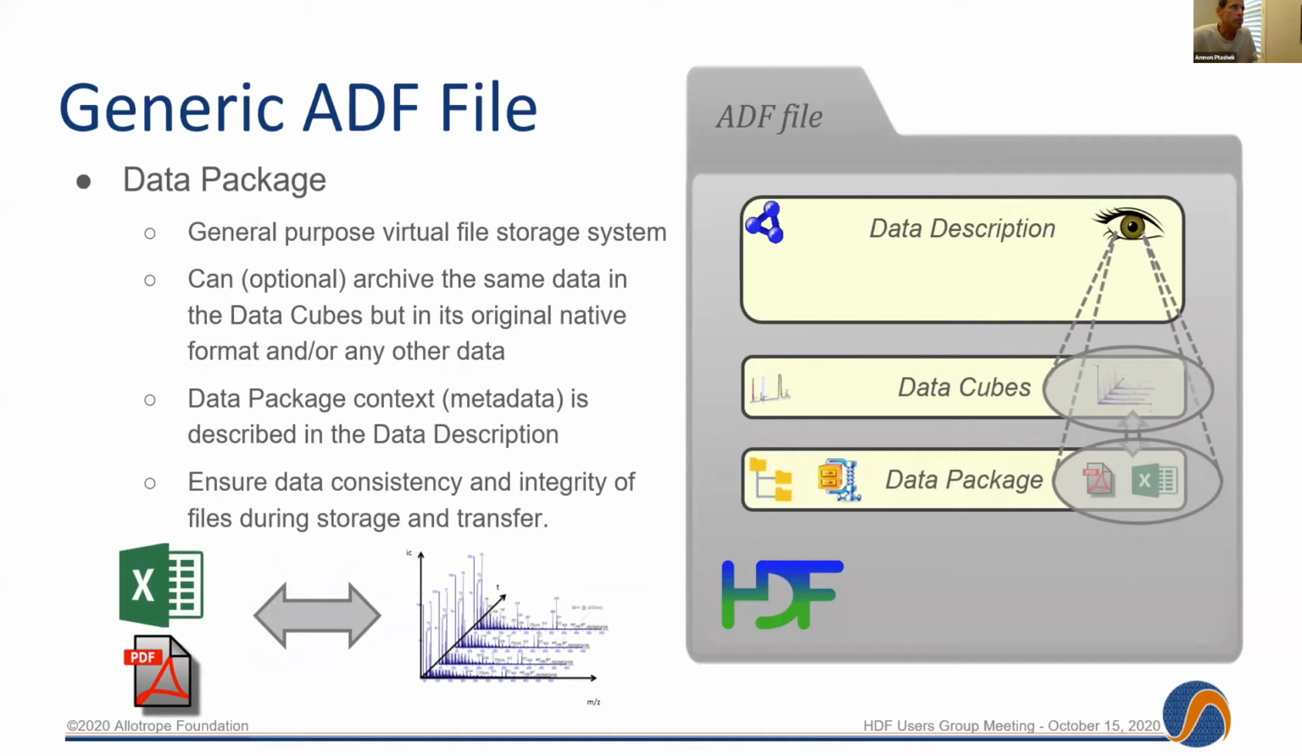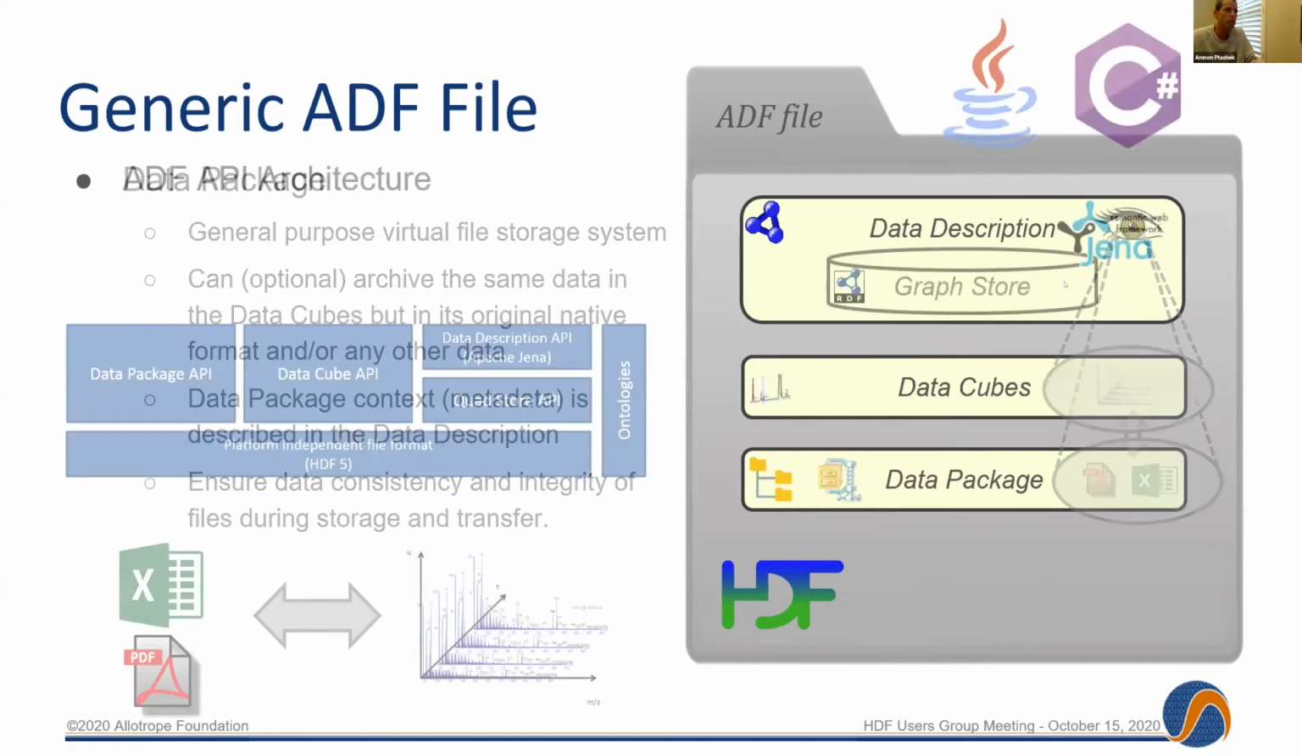The data package is a general purpose virtual file storage system. It can optionally archive the same information as the data cube, but it ensures data consistency and integrity. So you have the original native raw data, and some of the processed or the same data in a multi-dimensional array. And again, all the very rich metadata about the information exists within the data description.